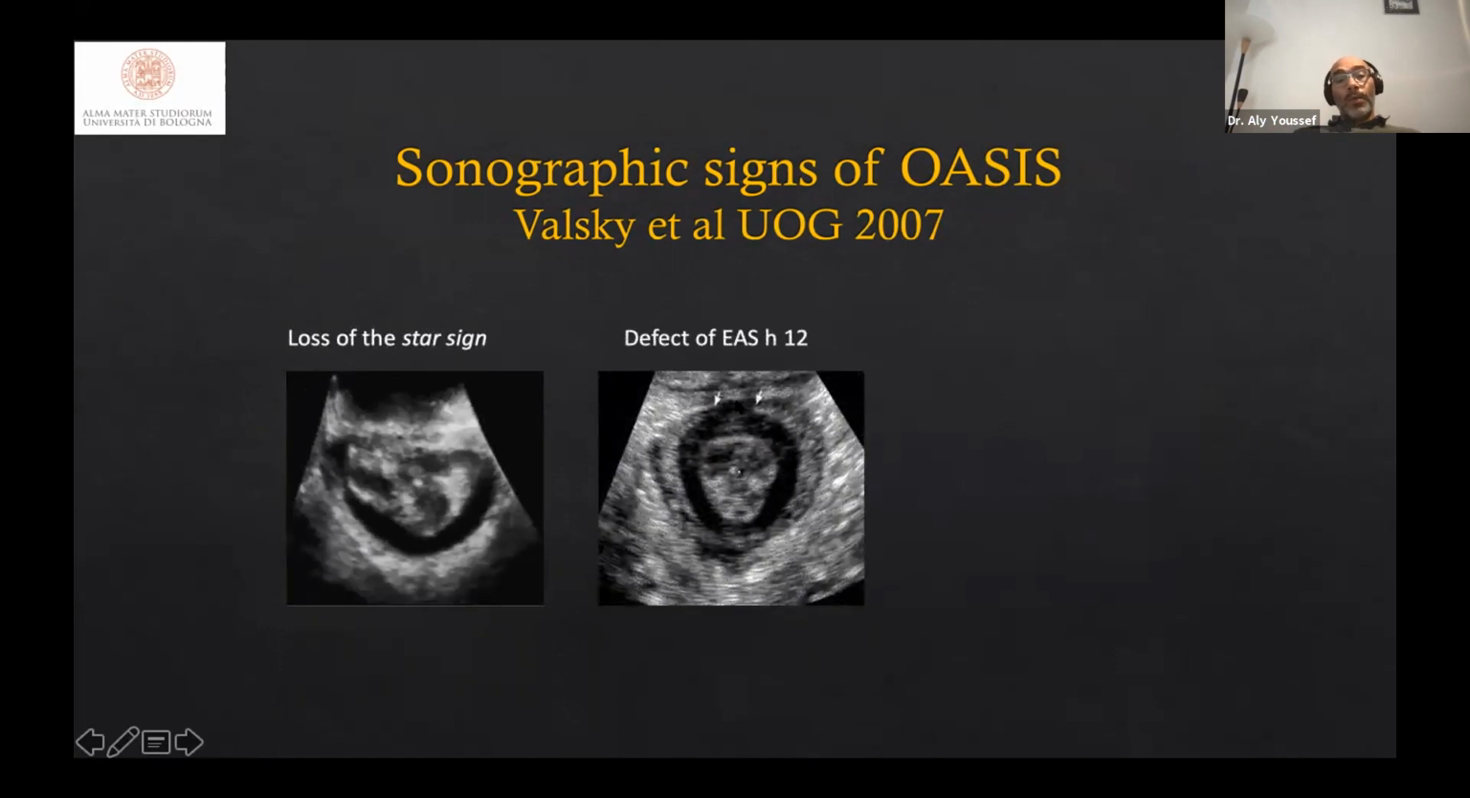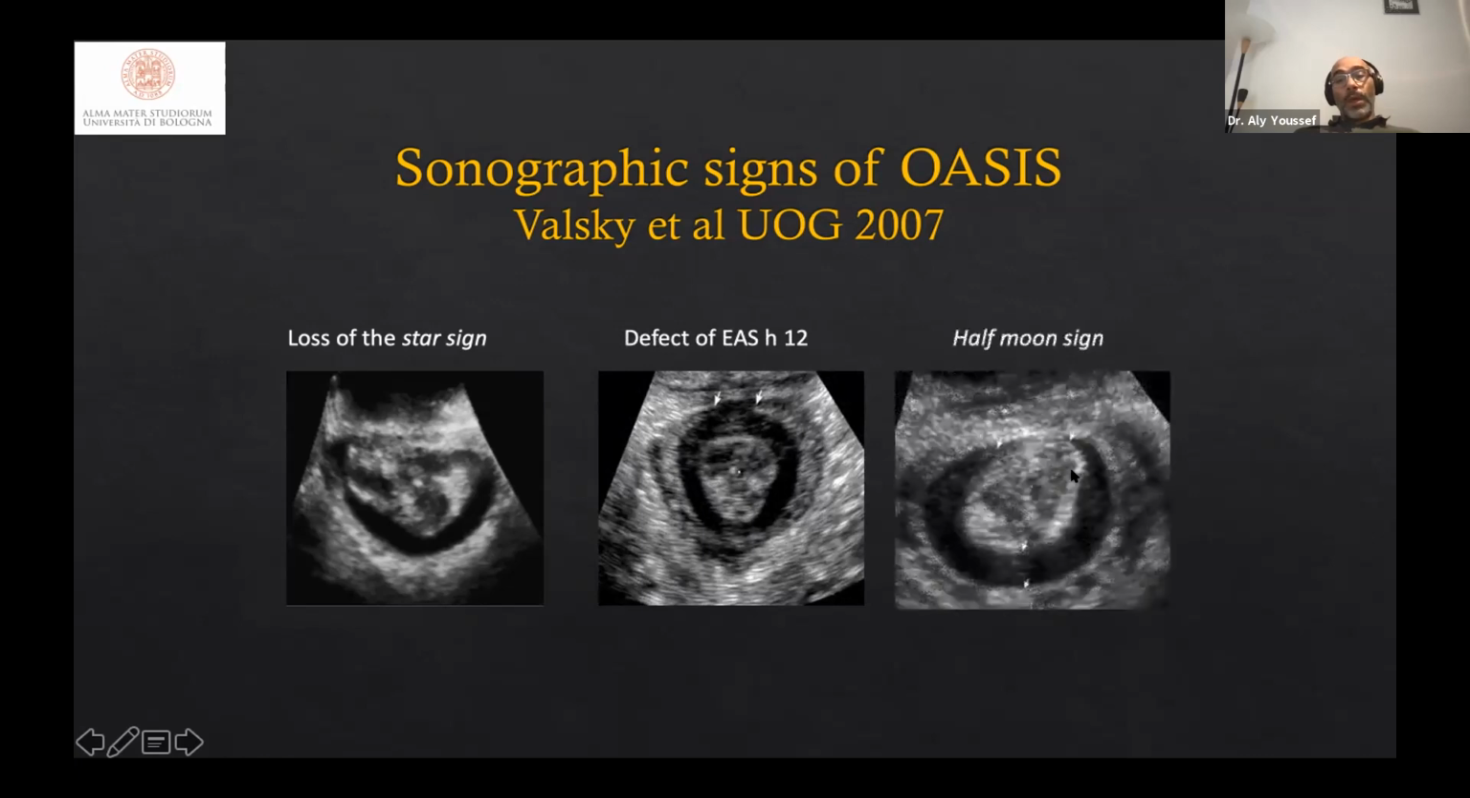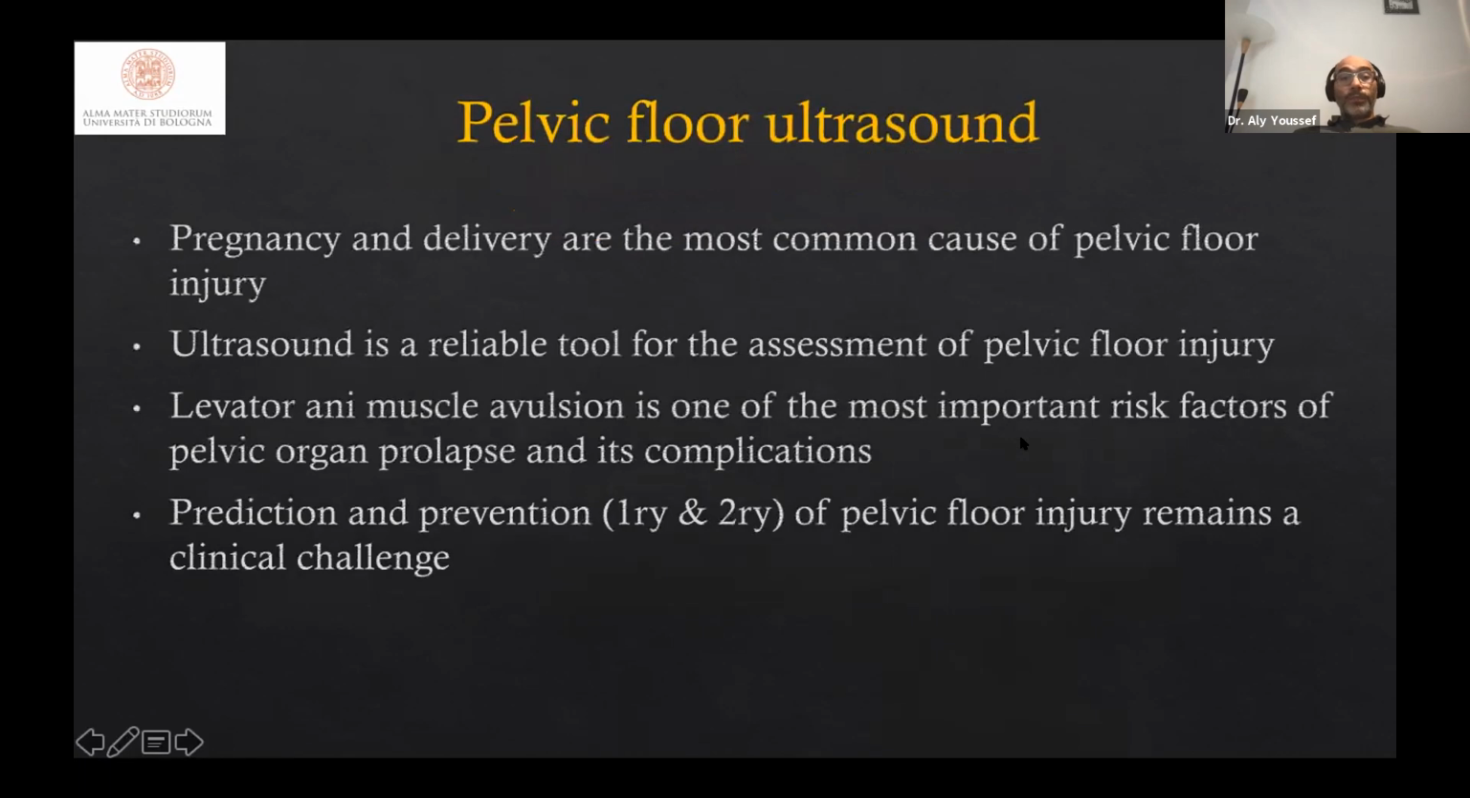Here we have an external sphincteric damage. So we have a discontinuity of the external sphincter. In that case, we have a half moon sign, so we have an intact external sphincter, but we have a missing part of the internal anal sphincter.